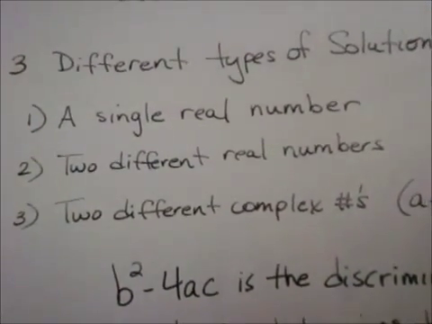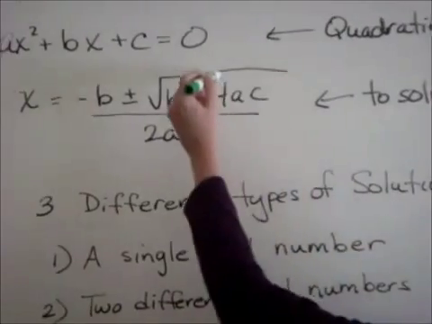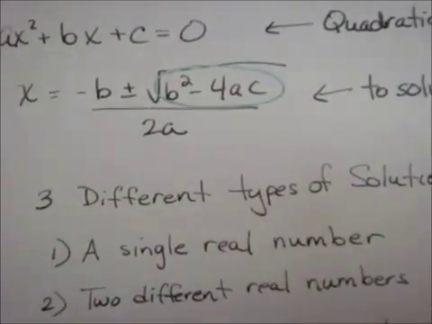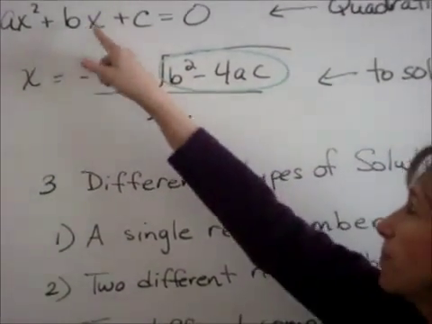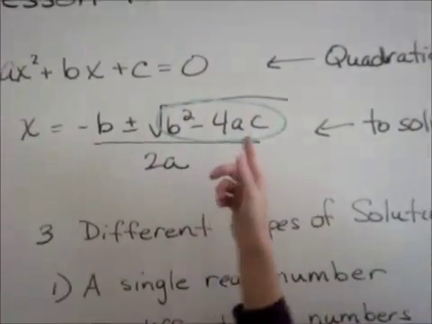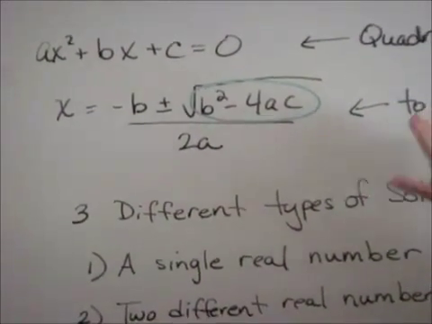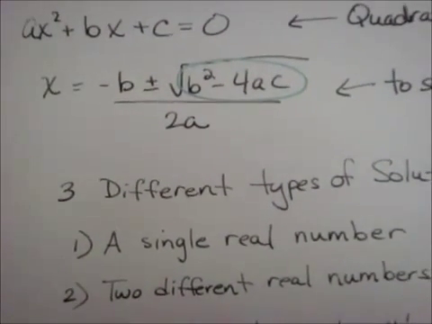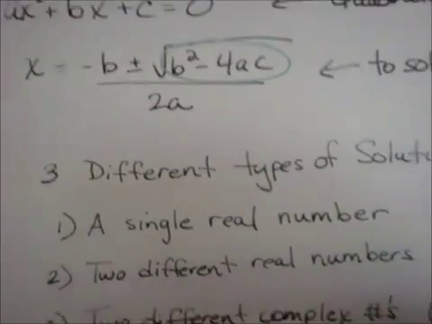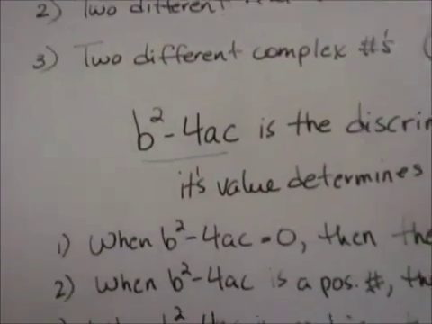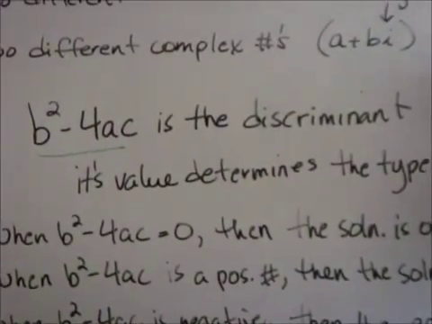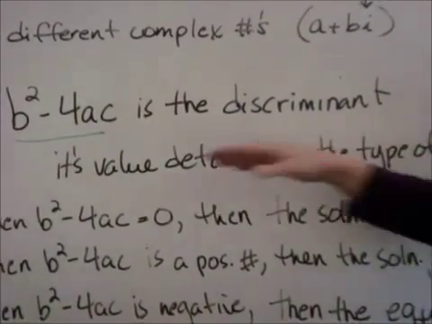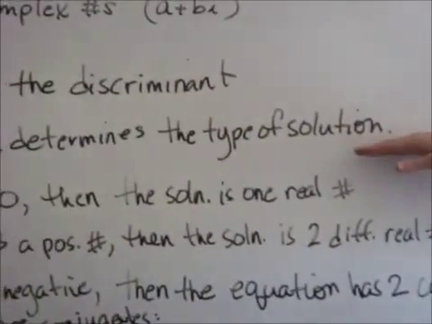Inside the quadratic formula is a thing called the discriminant. This is the discriminant right here. It's b squared minus 4ac. If we just put our b in here, our a in here, and our c in here, and find out what we get, we can determine whether it's going to have a single real number, two different real numbers, or two different complex numbers. So b squared minus 4ac is the discriminant, and that's what we're purely going to talk about today. The value of the discriminant discriminates what type of solution you're going to have. So its value is going to determine the type of solution.